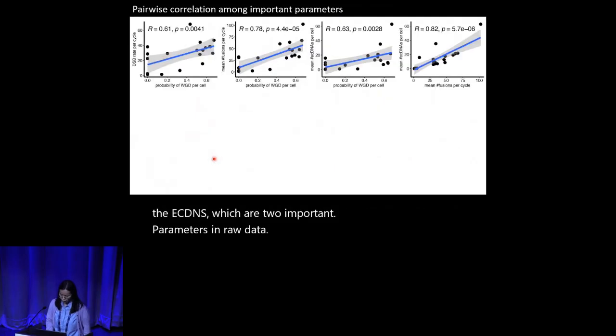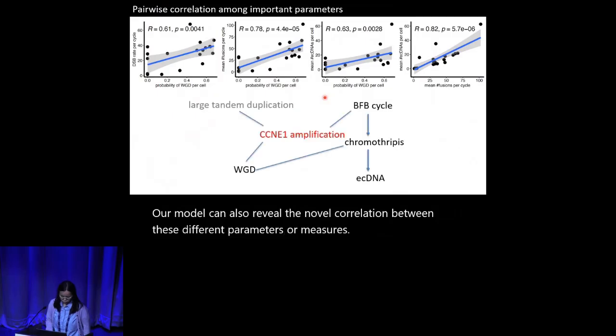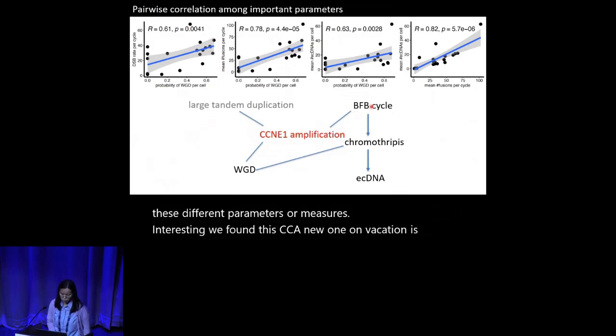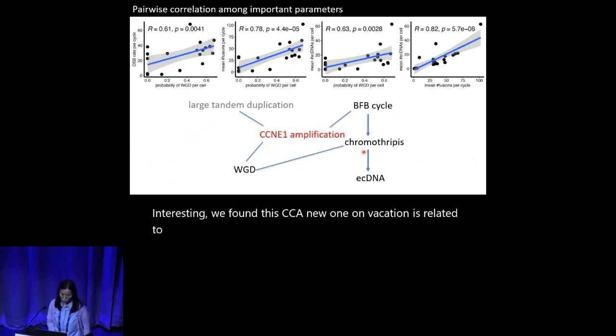Our model can also reveal novel correlations between these different parameters or measures. Interestingly, we found that CCNE1 amplification is related to multiple SVs, such as chromothripsis, ecDNAs, and whole genome doubling.